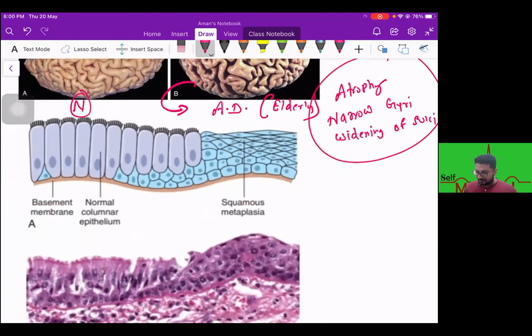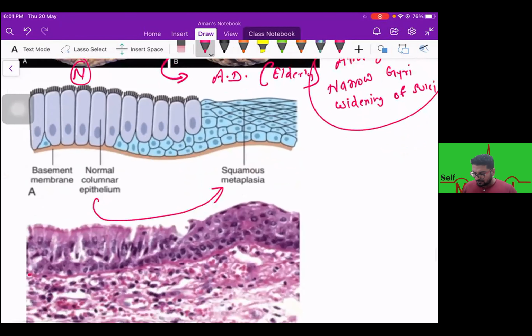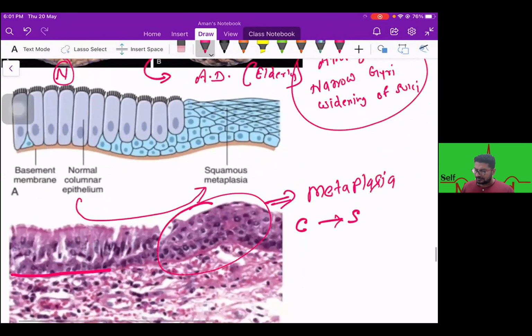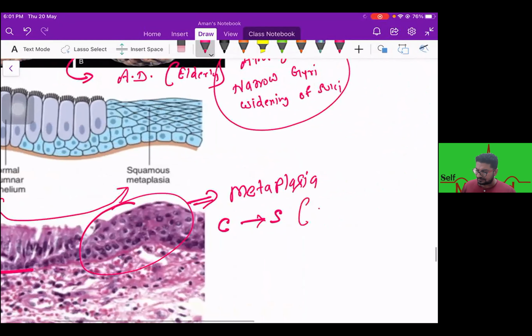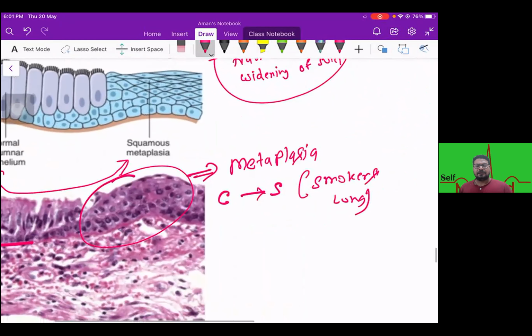You can see a normal basement membrane, and the columnar epithelium is replaced by squamous epithelium. You can see this change. Normal epithelium is ultimately replaced by squamous epithelium. This is the classical change. We call this metaplasia. When columnar is replaced by squamous, this is the most common metaplasia, and it is classically seen in a smoker's lung. It is classically seen in a smoker's lung, right?